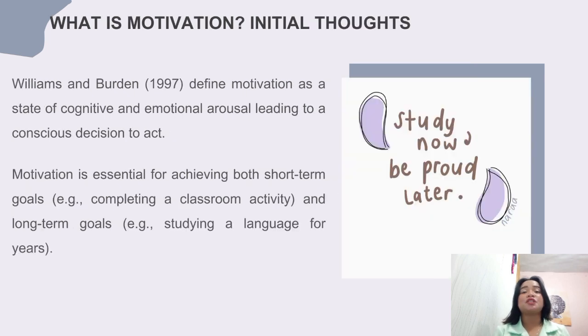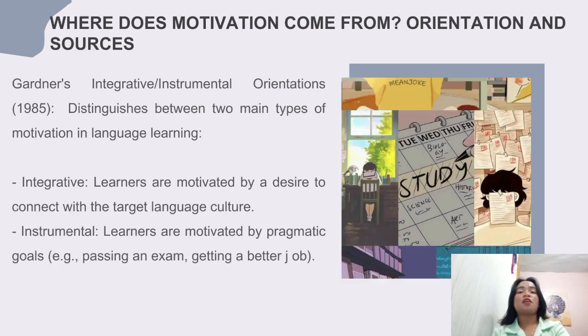What is motivation? Initial thoughts. Williams and Burden, 1997, define motivation as a state of cognitive and emotional arousal leading to a conscious decision to act. Motivation is essential for achieving both short-term goals, for example, completing a classroom activity, and long-term goals, for example, studying a language for years. Where does motivation come from?